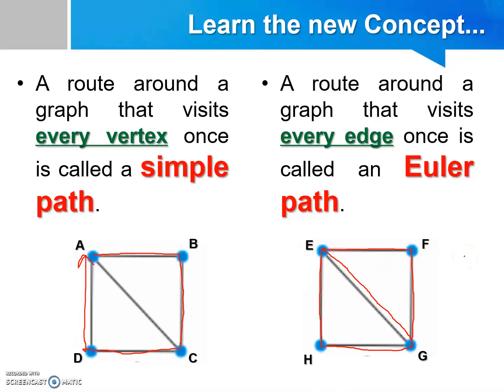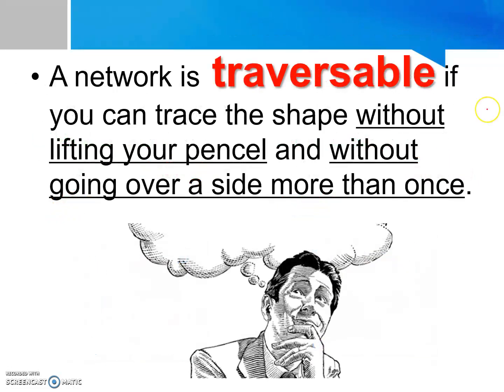An Euler path can also be called a traversable network. It means that if you can trace a shape without lifting your pencil and without going over a side more than once, then we can say that the network is traversable, or it is an Euler path.